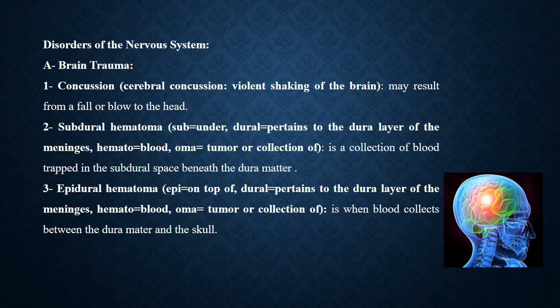Number 2. Subdural hematoma. Sub, under; dural pertains to the dural layer of the meninges. Hematoma: hemat, blood; oma, tumor or collection of. It is a collection of blood trapped in the subdural space beneath the dura mater. Number 3. Epidural hematoma. Epi, on top of; dural pertains to the dural layer of the meninges. Blood collects between the dura mater and the skull.